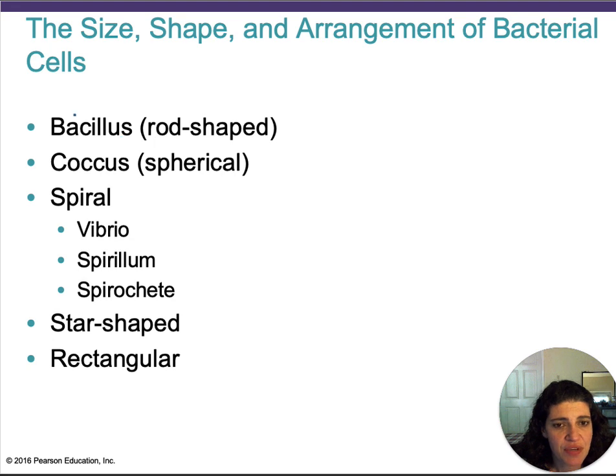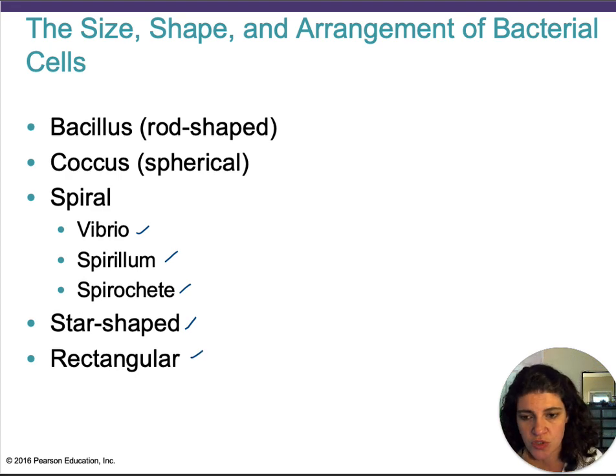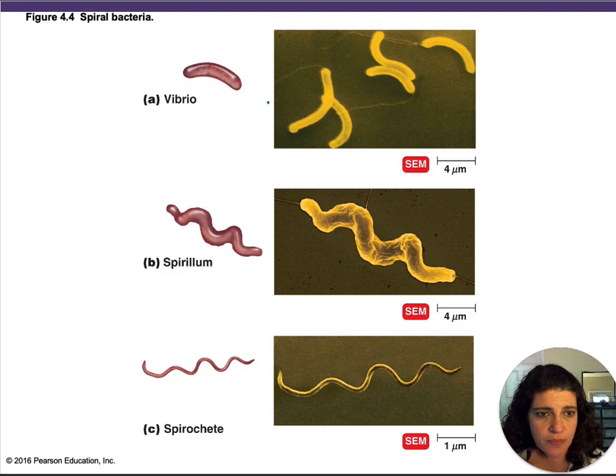When it comes to shapes, we have bacillus, we have coccus or cocci, and spiral bacteria that can be vibrio, spirillum, or spirochete. I'm not going to give you species here because we're going to talk about the species later. I'm just going to tell you the shapes. They can be star-shaped. These are very rare. They're not usually bacteria that cause disease. And they can also be rectangular. So these are the shapes that we just talked about.